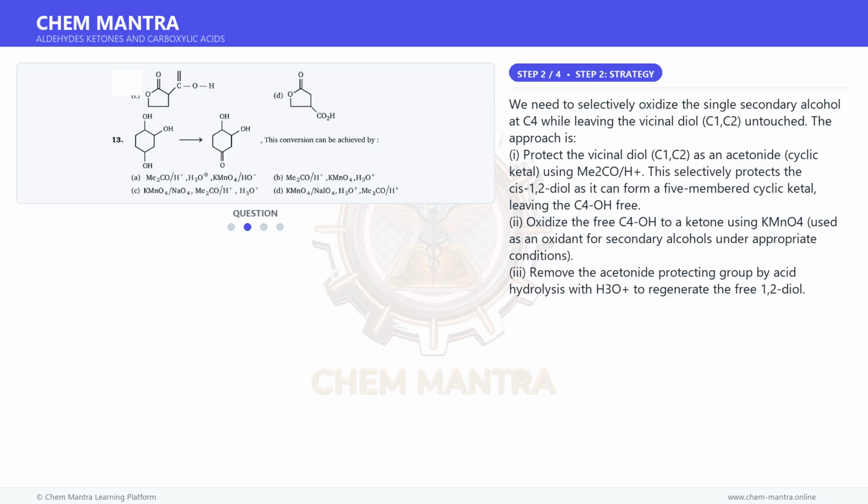2. Oxidize the free C4 OH to a ketone using KMnO4, used as an oxidant for secondary alcohols under appropriate conditions. 3. Remove the acetonide protecting group by acid hydrolysis with H3O+ to regenerate the free 1,2-diol.